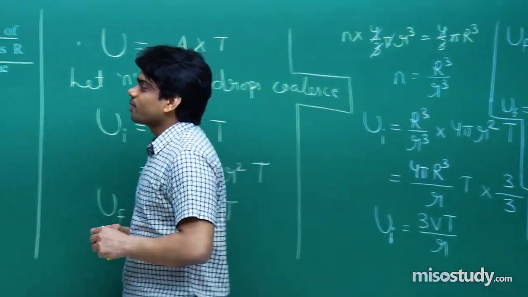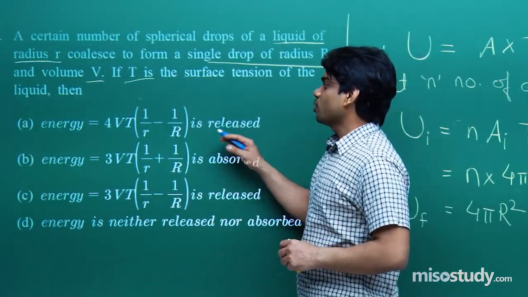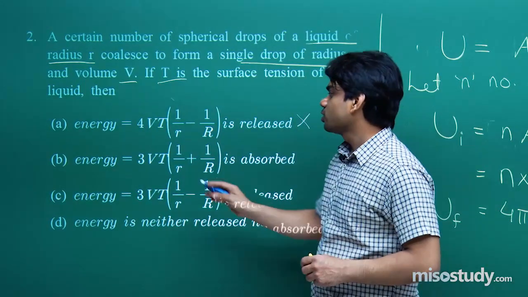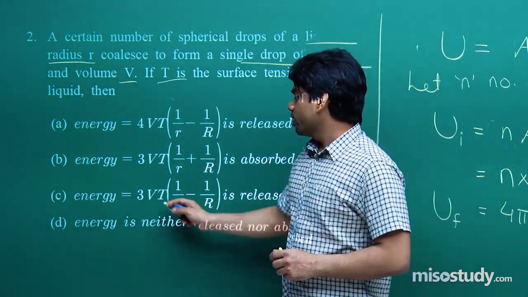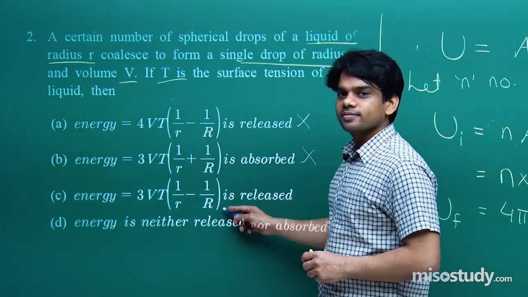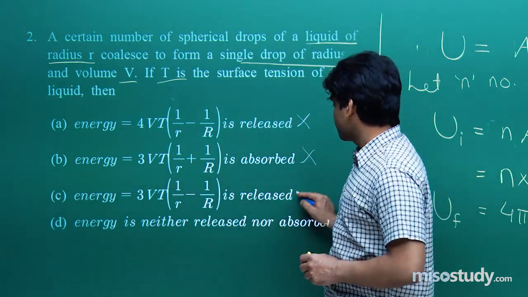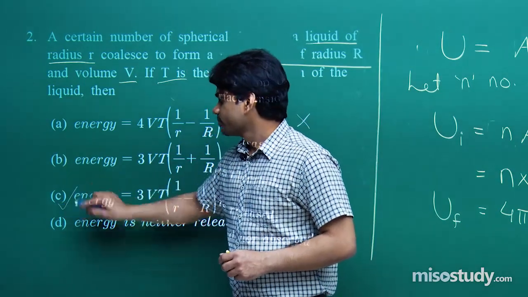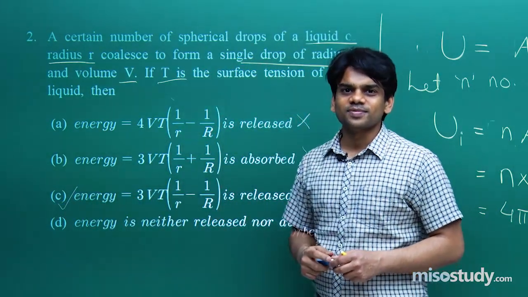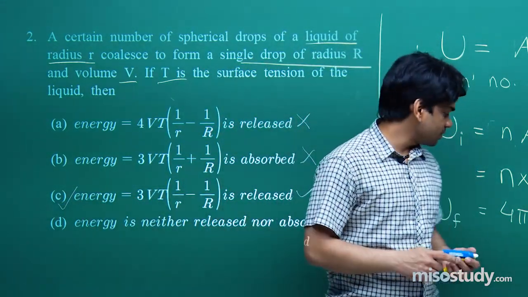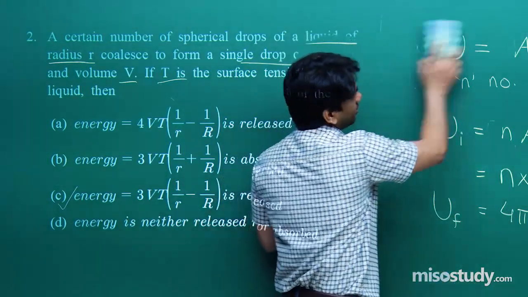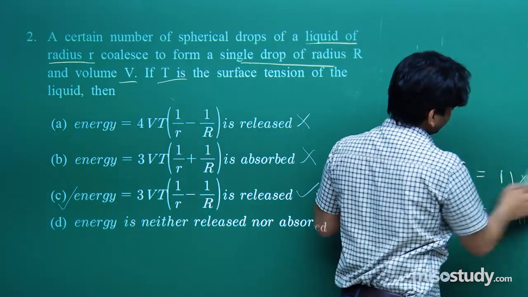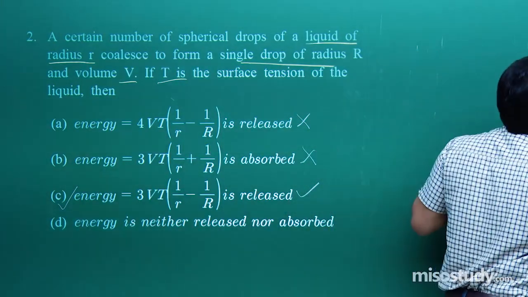Let's see the options. Energy equal to 4 VT times 1 upon r minus 1 upon R is released, no. Energy equal to 3 VT times 1 upon r plus 1 upon R is absorbed, no. Energy equal to 3 VT times 1 upon r minus 1 upon R is released. That's the right answer. I hope that you have understood how to solve this. You should move ahead stepwise and you will reach the right result.